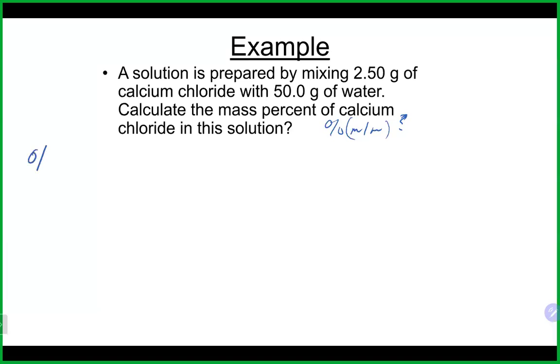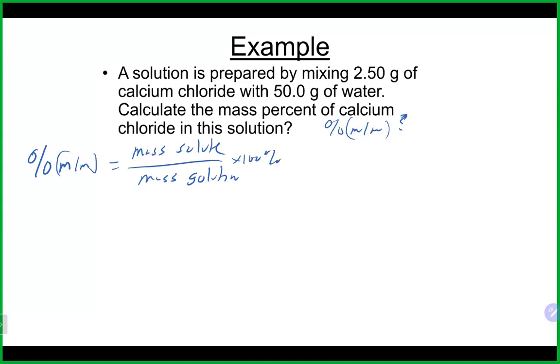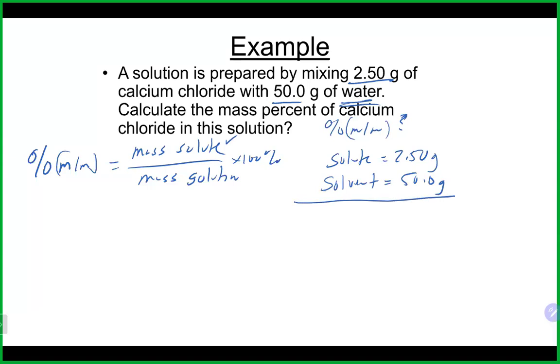So we're looking for our percent mass to mass, which is again the mass of the solute divided by the mass of the solution times 100%. In this case, our 2.5 grams is smaller than 50, so our solute here is 2.5 grams. Water in this case is our solvent. It's the larger part, 50 grams. So we have the mass of the solute. Once again, here we do need to add these together to get our mass of the solution. We do not want to just use the solvent in this case.